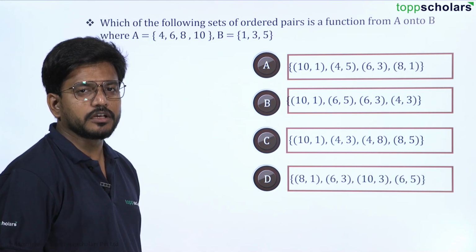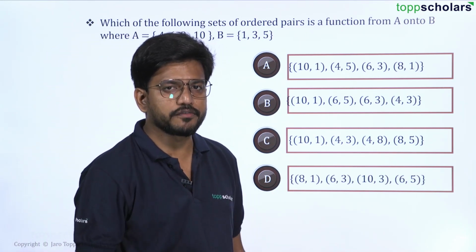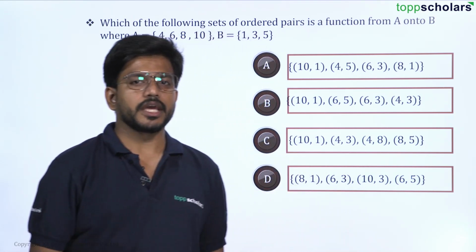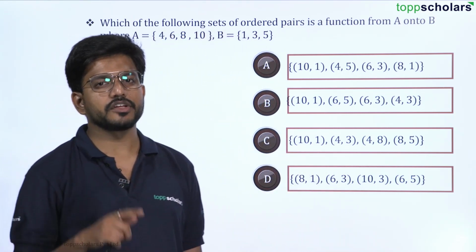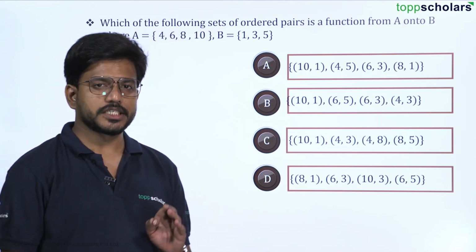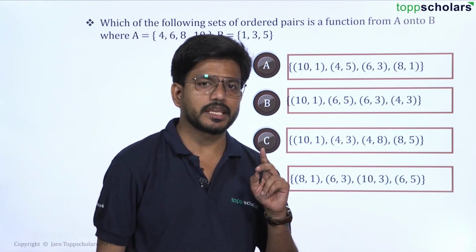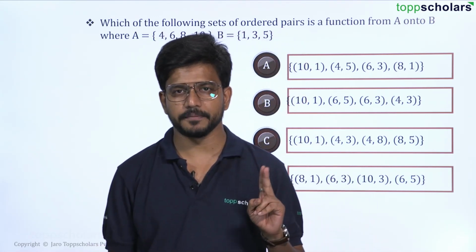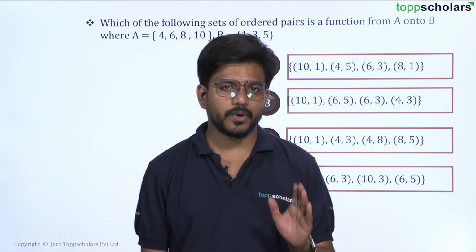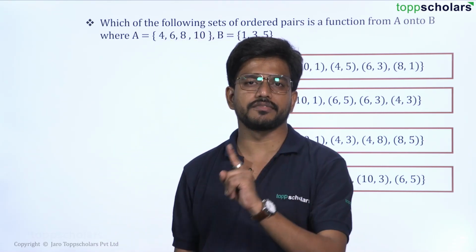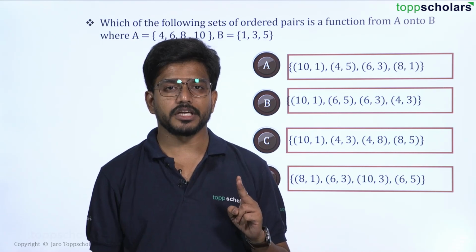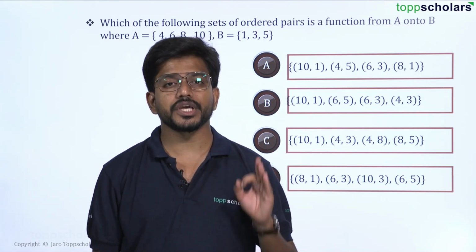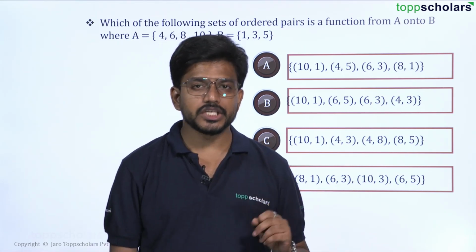Now understand one thing, whenever a function is defined from a domain A to a codomain B, the elements in domain A are treated as X, the elements in codomain are treated as Y. Understand one thing, a single X can have a single Y, that's it. A single X can have a single Y. That is the basic requirement of a relation to be a function. The second requirement is that no X should remain unmapped. Every X in the domain should be mapped. Let us check the first option.